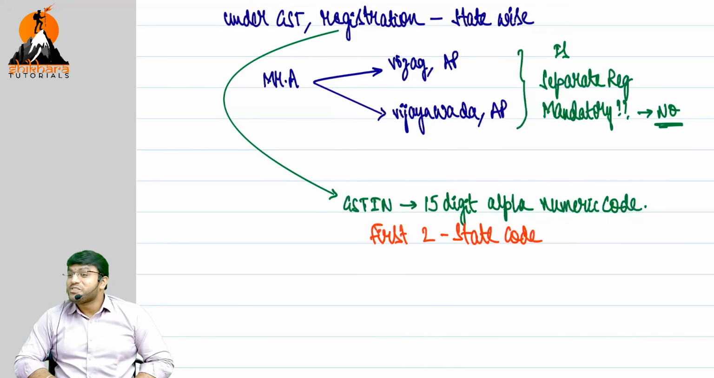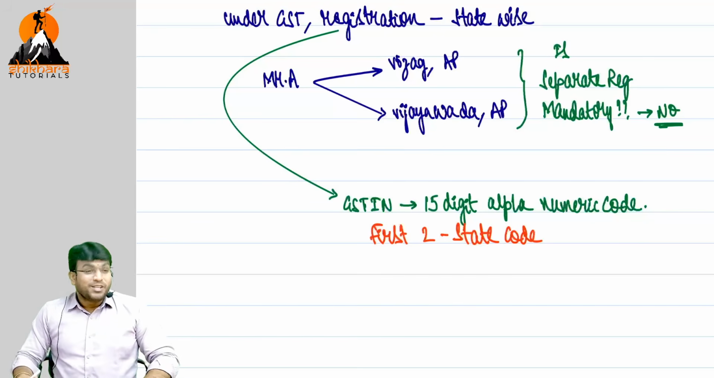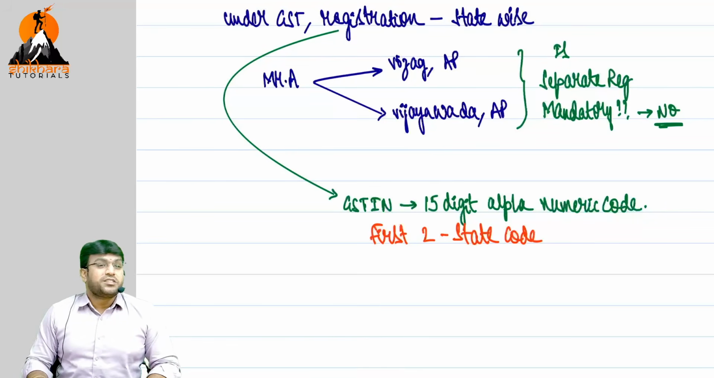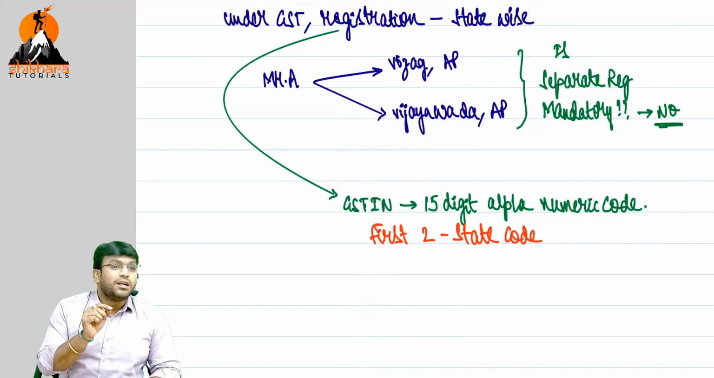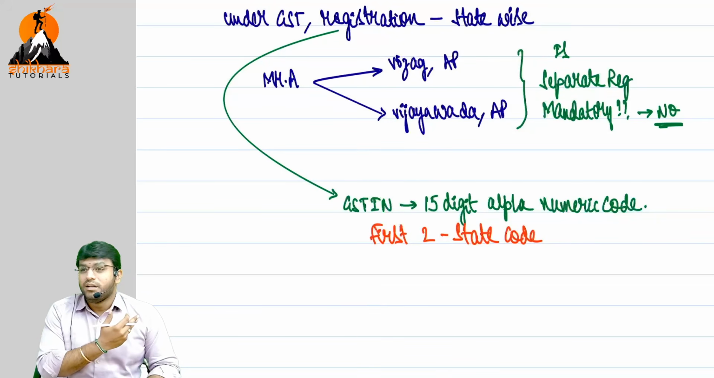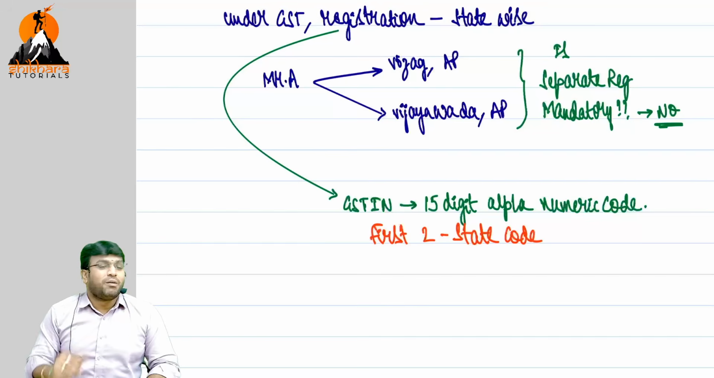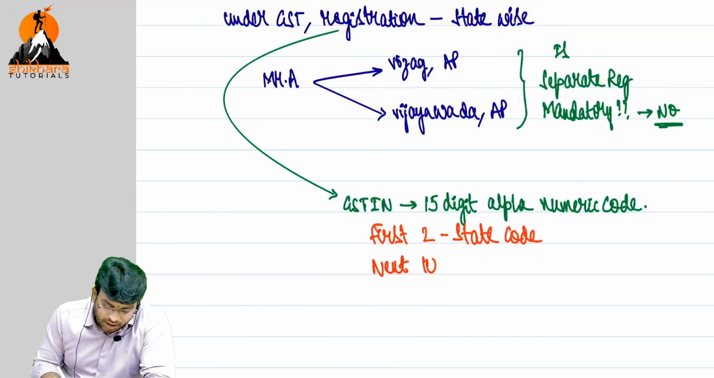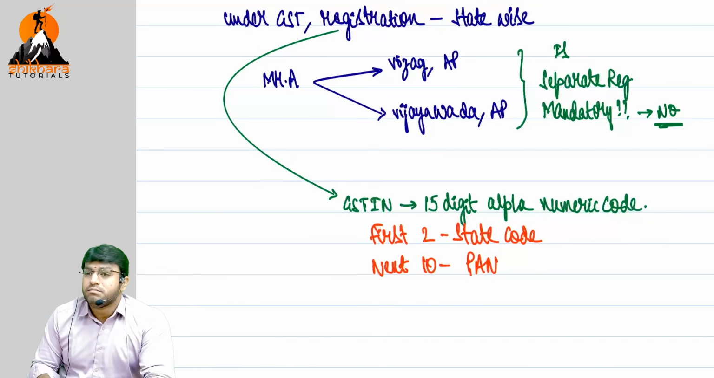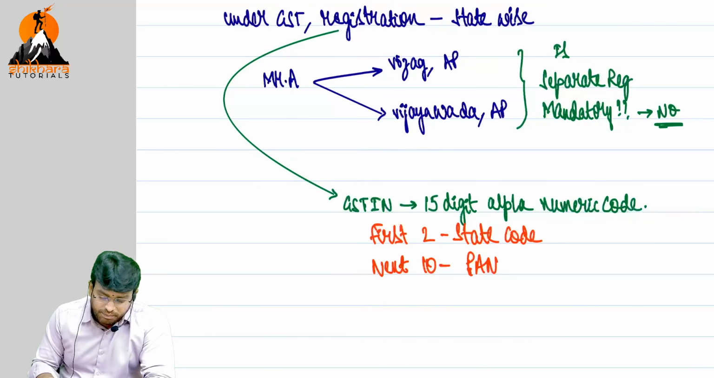You know, guys. First two is what, sir? State code. What are you writing? Come on, first two is what? State code. Next, 10: PAN. Permanent Account Number.